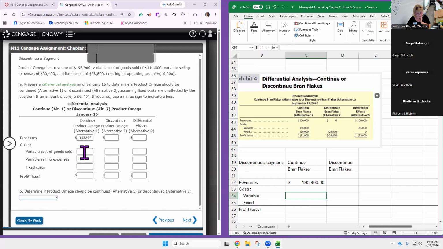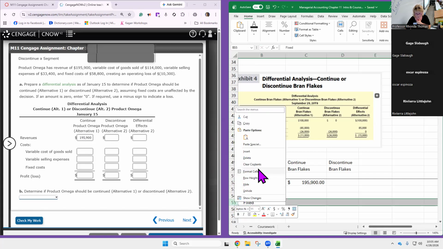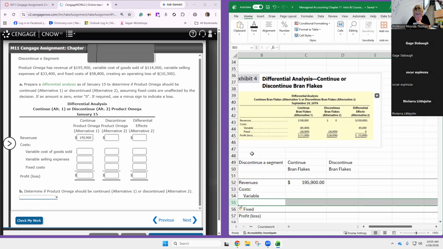Okay, so here's how we're going to put it in. So we've got the variable cost of goods sold. I think I'm going to have to expand this down at least one. Okay, yeah, insert. Okay, so our variable costs are our variable cost of goods sold. Okay, and variable selling.